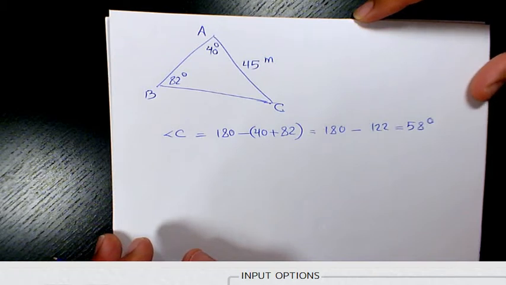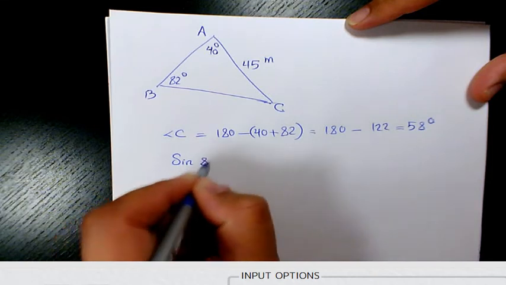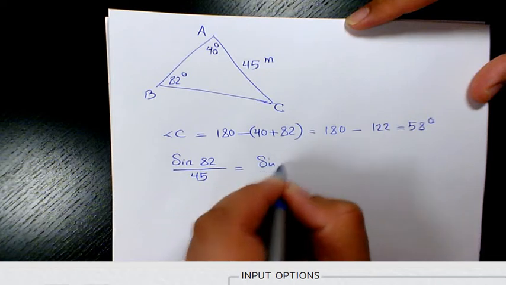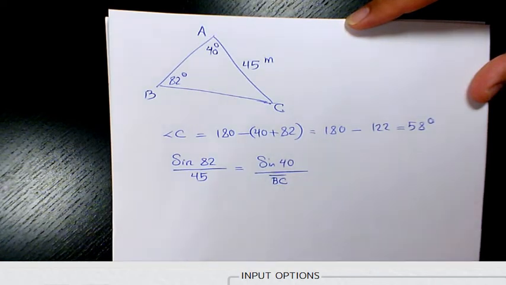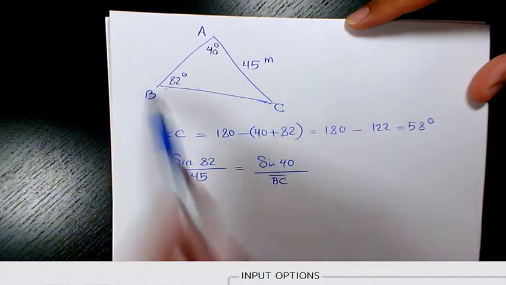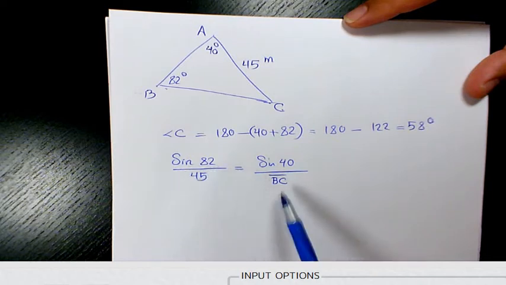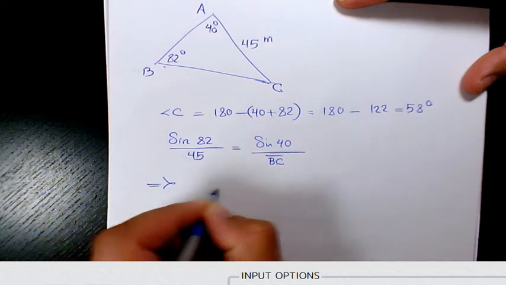Now we can use sine law. Sine 82 over 45 equals to sine 40 over BC. This length, I mean. Or you can say 45 divided by sine 82 equals to BC over sine 40. Doesn't matter. You just need to be consistent.